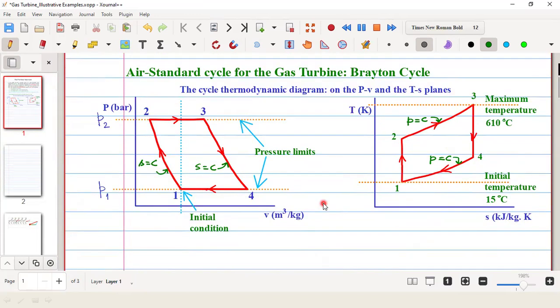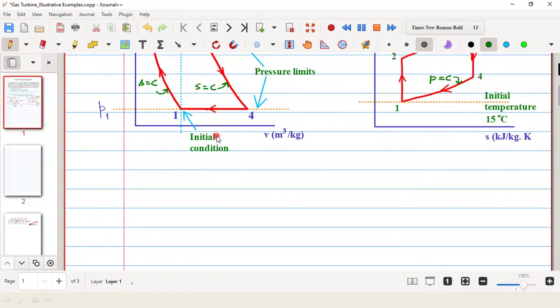Okay, now these are the two things that are required to understand the problem. Next, we will write the given data. We will first write the given data.